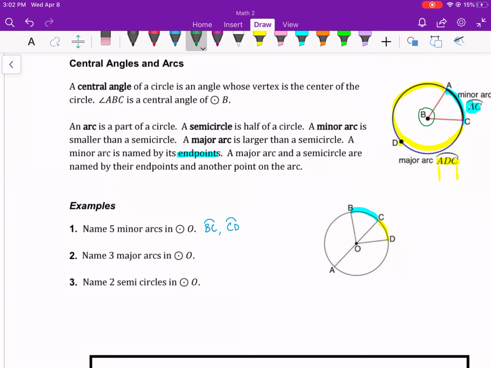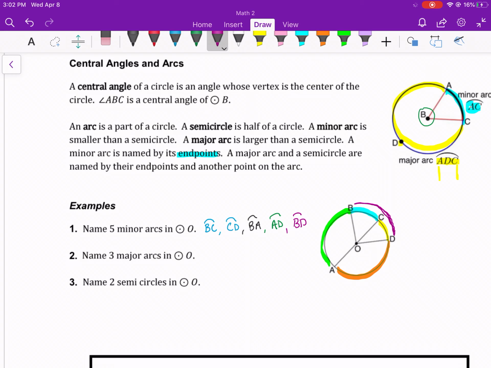BA is also one right there. That's a good one. Then we've got AD right here. That's also smaller than a half circle. So AD, sweet. And then we're missing one more. That's the minor arc right here from B to D that we can also include. And there you go.